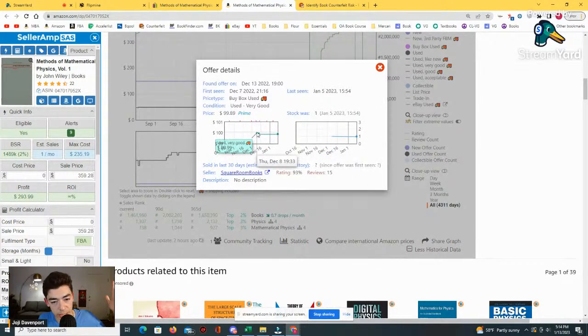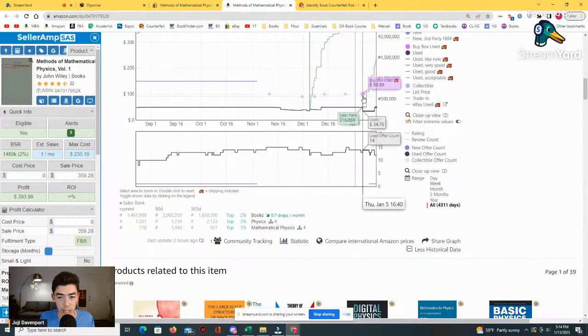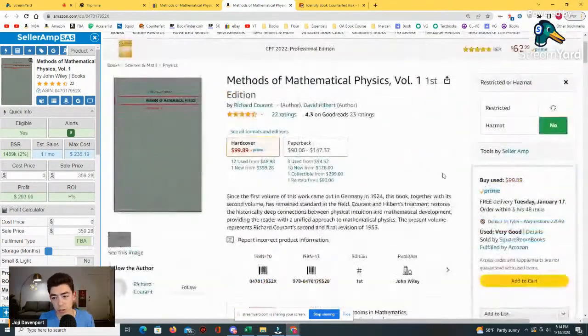So you can see that when they came on the listing, December 16th, they won the buy box, $99.99. They dropped the price to $99.89. They've been there since, and they've really only been here for, how many days would this be? About a month, and the book hasn't sold at that price. Why do I think the book hasn't sold at that buy box price?